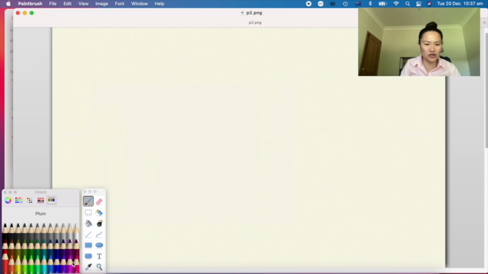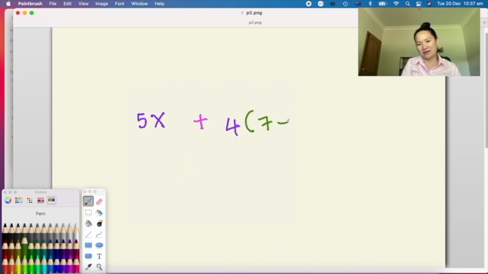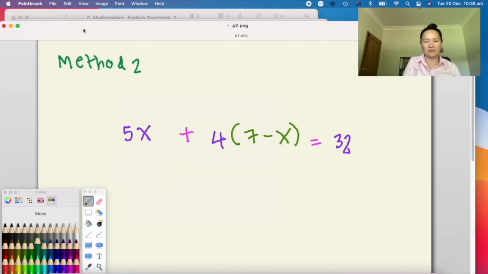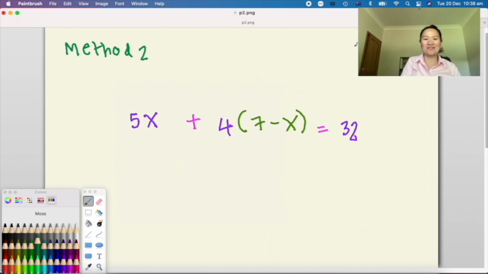Okay, guys, method 2. We have the same equation: 5x plus 4 times (7 minus x) equals 32. Let's do that. This method is method 2, which I quite like. I think it's quicker. Method 2, we call it move to another side of the equation.